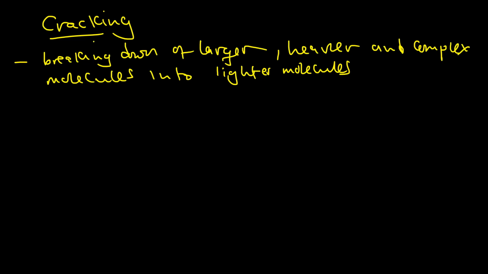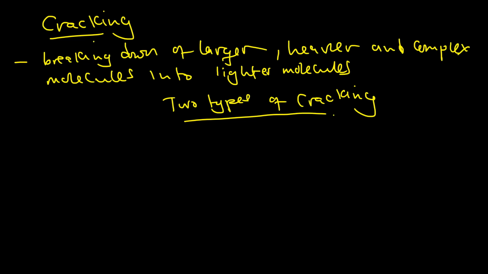Now, cracking is done in 2 ways. So we can look at 2 types of cracking. A lot of exam questions are going to come from here. We are saying cracking is just a breaking down of larger, heavier, and complex molecules into lighter molecules. But how is it done? The first one is thermal cracking. Thermal cracking involves the use of heat to break down large molecules into smaller ones.